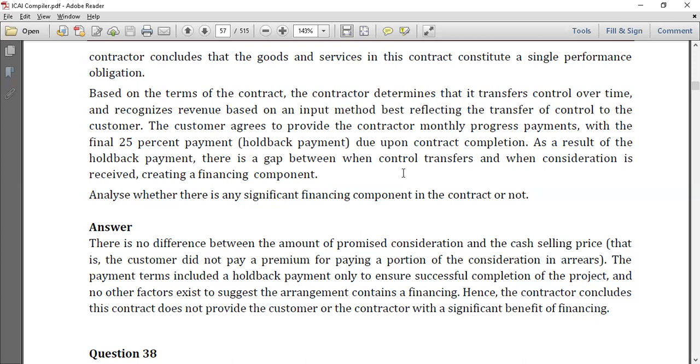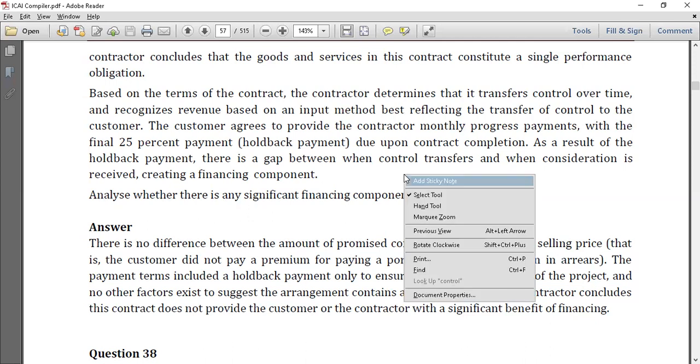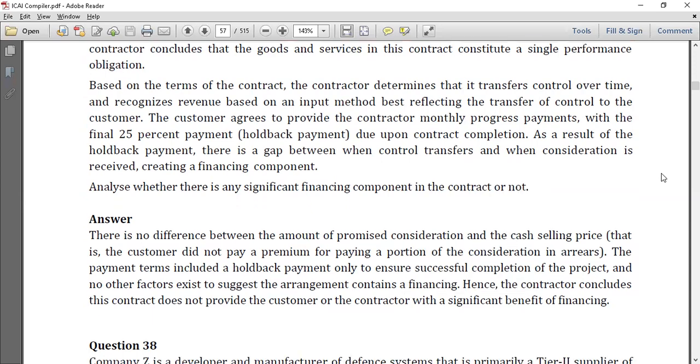So the same thing you have to write. There is no difference between the amount of promised consideration and the cash selling price. Both are the same. The customer did not pay any premium for paying a portion of the consideration in arrears. This payment is just the holdback payment, to ensure the successful completion of the project. So you can say there is no financing component.